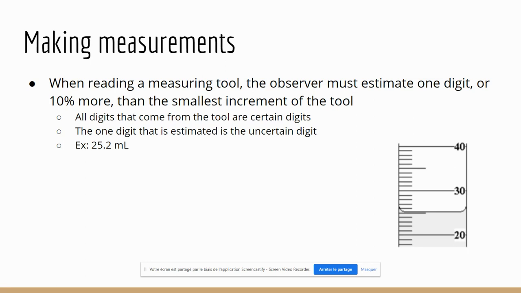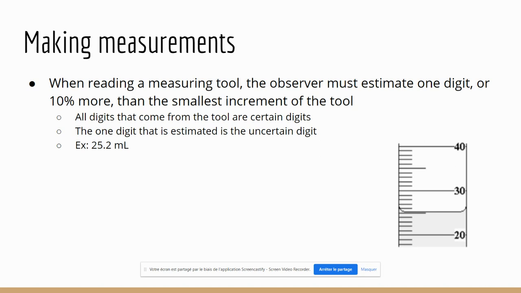All right, now we're going to get into what I think is really the important part of this video because it's something that we're going to be using for the rest of the year. So whenever you're using a measuring tool, so I'm specifically going to be talking mostly about volume, so graduated cylinders, beakers, etc. You, the observer, must estimate one digit or 10% more than the smallest increment of the tool. So if you take a look to the image that I have, even though it's only labeled every 10, there's lines in between it. So those lines are every 1 milliliter. So you absolutely must estimate to the nearest 0.1 milliliters.